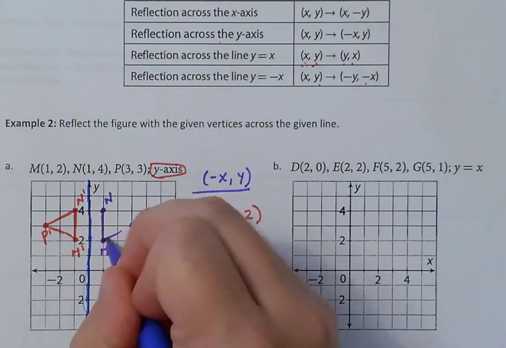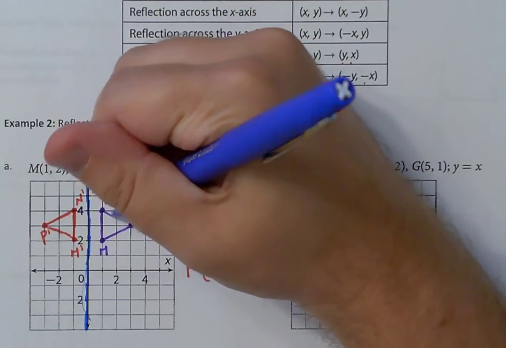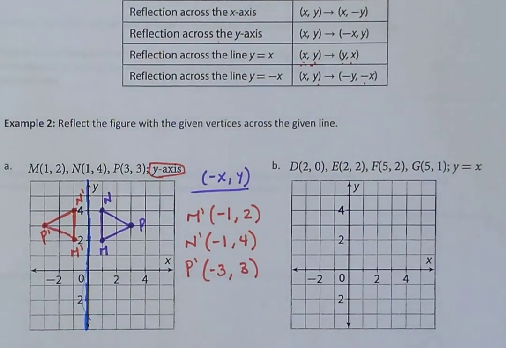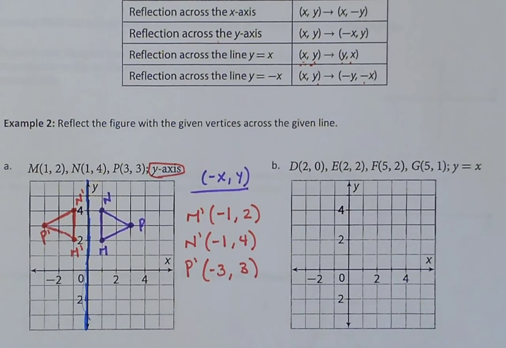And then this is going to be my pre-image or the original triangle. So we've now taken this purple triangle, we've reflected it over the y-axis to my image, my red triangle, for triangle M prime, N prime, P prime. And that is how you go through and do a reflection across the y-axis.